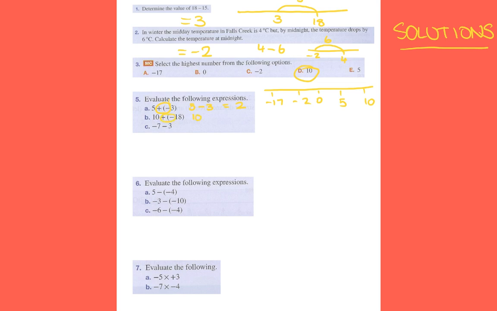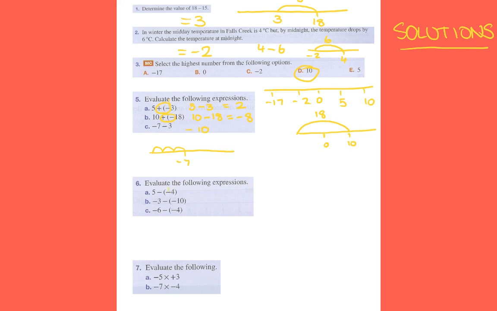Again, minus 10 minus 18. So a number line could be helpful here. I've got 10. I'm going to go 18 to the left, which means I pass 0. So 10 to 0 and then another 8. So my answer is negative 8. And then I've got negative 7 minus 3. So I start at negative 7 and I go 3 spots in the negative direction and get negative 10.